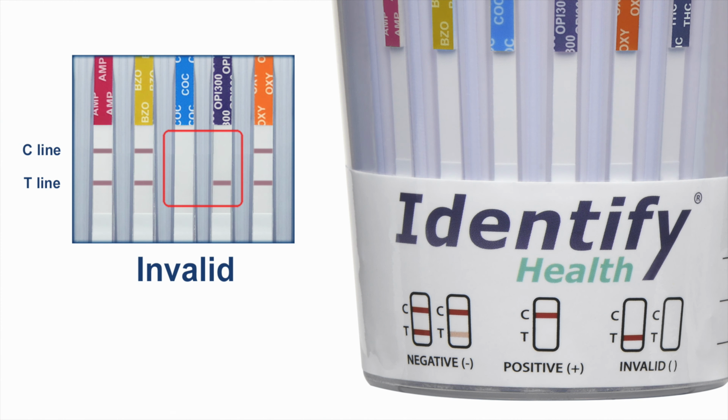Invalid test result. A test should be considered an invalid result if no line appears or if a line appears in the test region T without a line in the control region C. An invalid test should be repeated with a new test device. Insufficient specimen volume or incorrect procedural techniques are the most likely reasons for an invalid result.